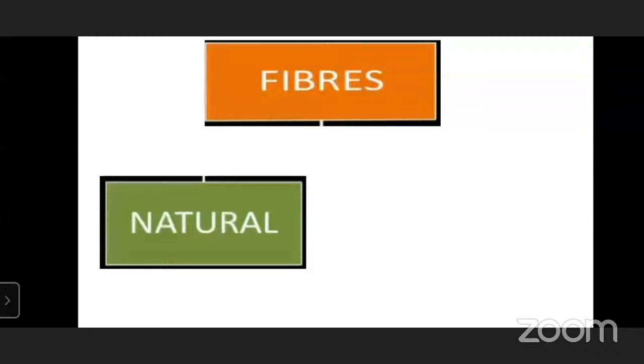Next, now tell me which are the two types of fiber we learned just now. Who will tell me? Fibers are of two types. Which are they? Natural fiber. Natural fiber. The other one is?